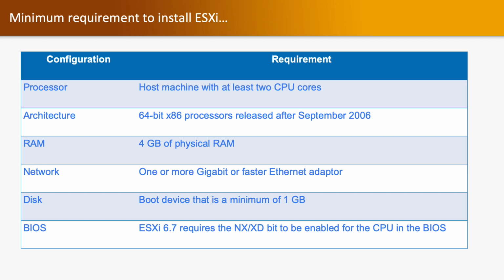We require a host machine with at least 2 CPU cores, and it should have a 64-bit x86 processor which was released after September 2006, and a minimum of 4 GB of RAM. One or more gigabit or faster Ethernet adapters are required, and a boot device with a minimum of 1 GB of space is required to install an ESXi host. In the BIOS, the NX/XD bit should be enabled for the CPU. So this is the minimum requirement to install an ESXi host.